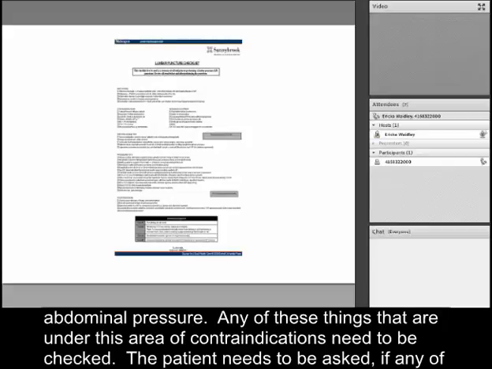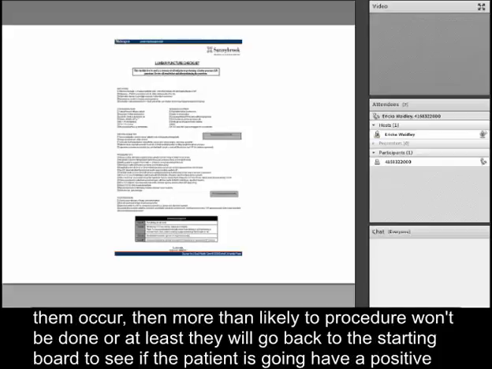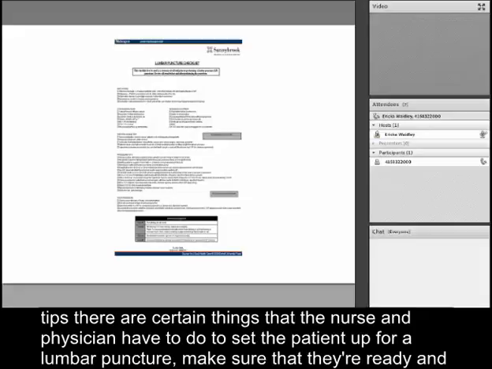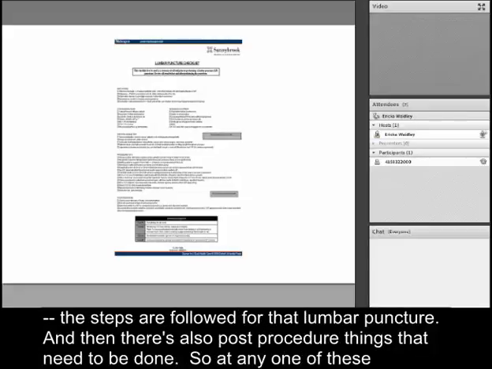The patient needs to be asked, and if any of them occur, then more than likely the procedure won't be done, or at least they'll go back to the starting board to see if the patient's going to have a positive outcome. Then there's pre-procedure tips and a checklist or certain high priority boxes that need to be assessed for that. Then there's procedure tips. So there's certain things that the nurse and the physician have to do to set the patient up for a lumbar puncture, make sure that they're ready, and that the steps are followed for that lumbar puncture. And then there's also post-procedure things that need to be done.